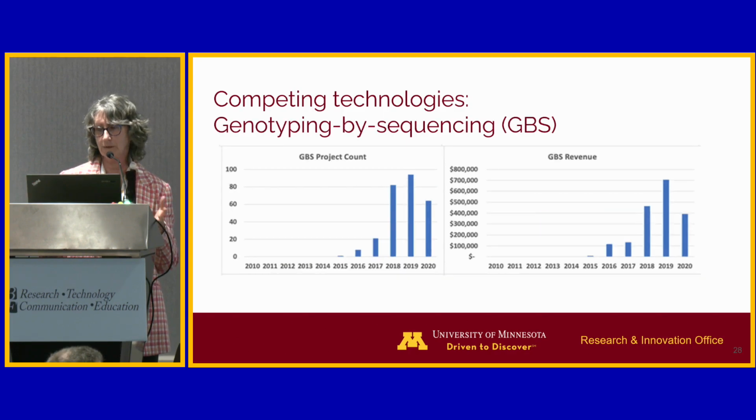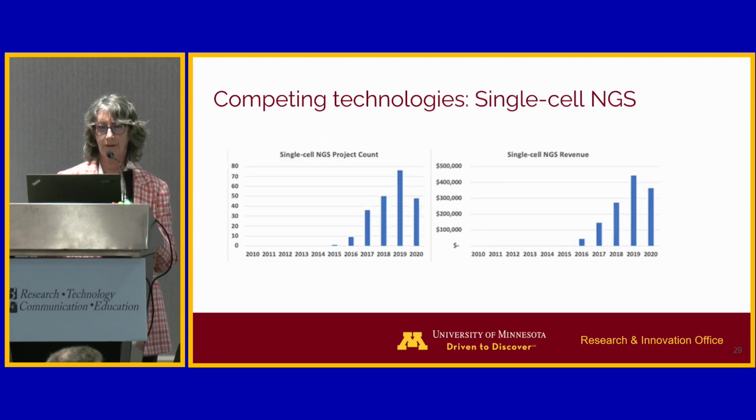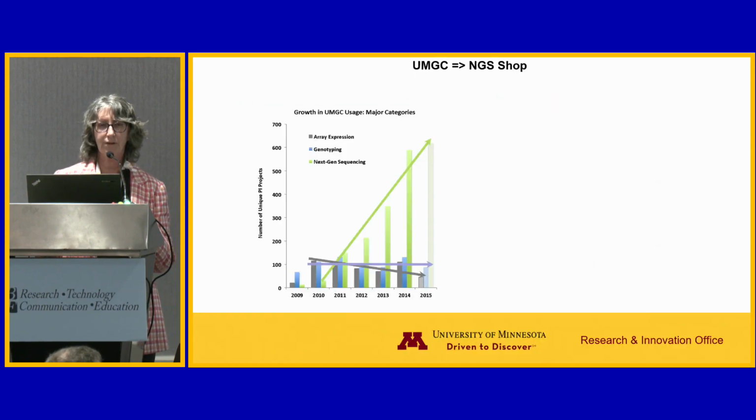Genotyping by sequencing, another high throughput genotyping method, taking off. Single cell, right? Single cell is very hot. That's been really taking off. And what you see happening with UMGC from 2010 to 2015 is it really transformed into being a next generation sequencing shop. You can see these older techniques have fallen off to a low level of uptake. At the same time, next generation sequencing is just skyrocketing.